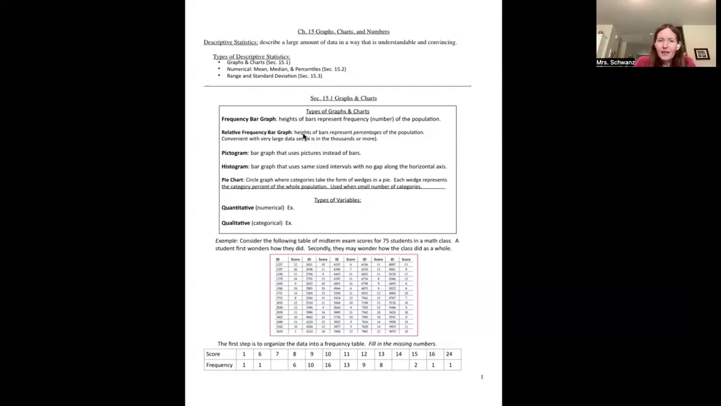So the first way that we are going to put things is a bar graph. It's called a frequency bar graph. That is literally, we're just going to be counting the number of people that responded in a certain way in the survey, and we're going to make a bar. The height of that bar is the number of people who responded that way.